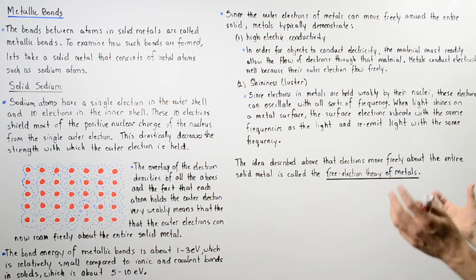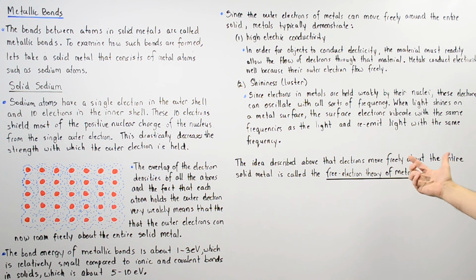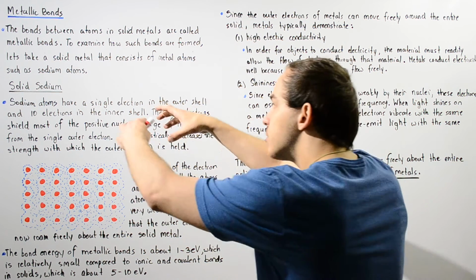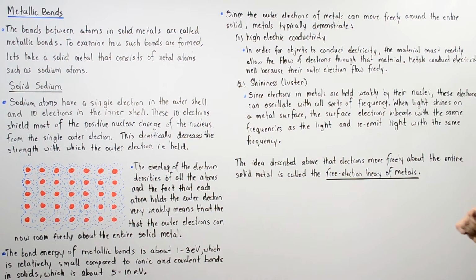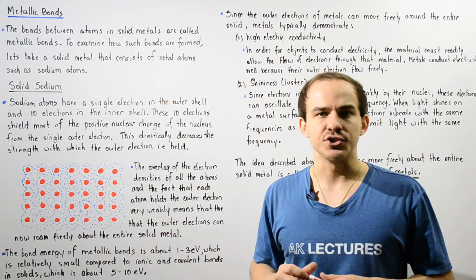Now, this idea described in this lecture, that electrons can move freely about the entire solid metal and that creates those metallic bonds, is known as the free electron theory of metals. And we're going to discuss this in greater detail in the next several lectures.